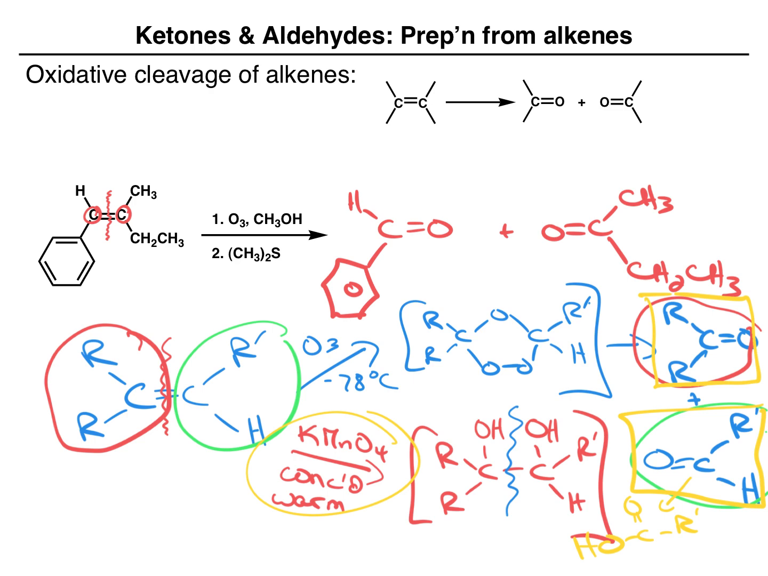So potassium permanganate is an alternative to ozonolysis, but it's important to remember the distinction that ozonolysis will lead to the formation of aldehydes and ketones, whereas potassium permanganate will lead to the formation of ketones, but instead of aldehydes, you will get a carboxylic acid.